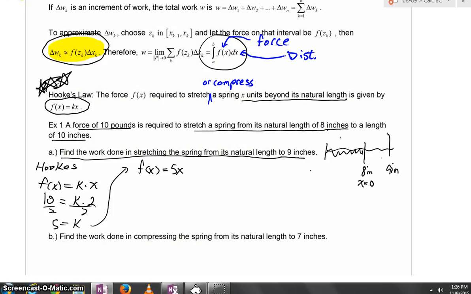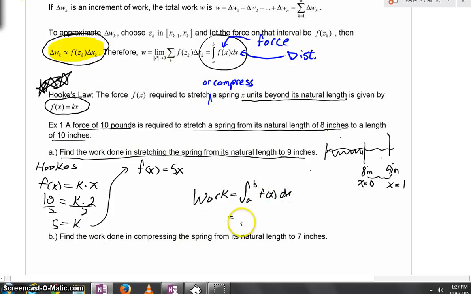And then you'd say, well, now I'm going to be at 9 inches. How many inches would I be beyond that length? 1. So you could call the natural length ground 0 if you'd like. Call that x equals 0. And then you could say x equals 1. Now, according to what we see right here, guys, this is really nice. The work that you're going to do is plain and simply the integral from a to b of f of x dx. I'm going to integrate from 0 to 1.